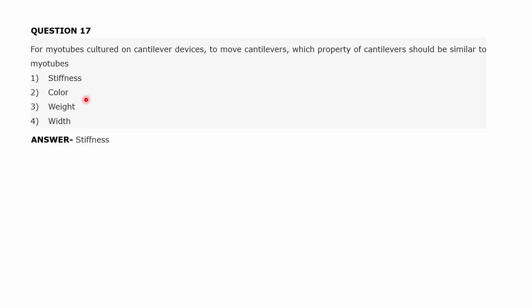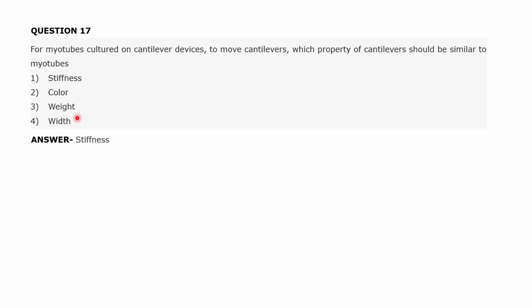So the thickness matters, and the nature of the material that is used to make that particular micro cantilever matters in this case. So the answer to this question is stiffness for myotubes cultured on cantilever devices. To move cantilevers, which property of the cantilever should be similar to myotubes? The answer is stiffness, not the other option, color. Width is not there, because what matters is the thickness or the stiffness of that particular material. So I think this answer is clear.